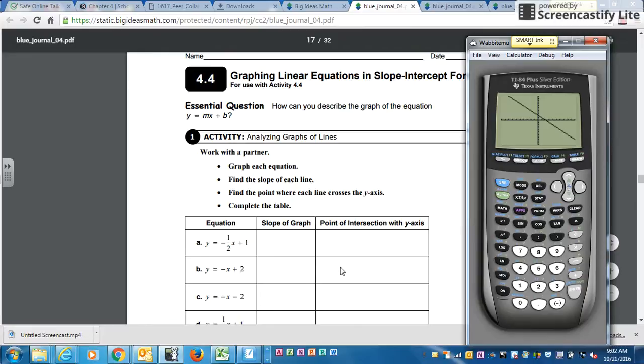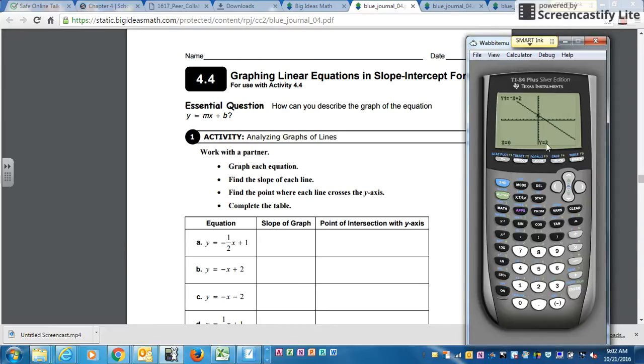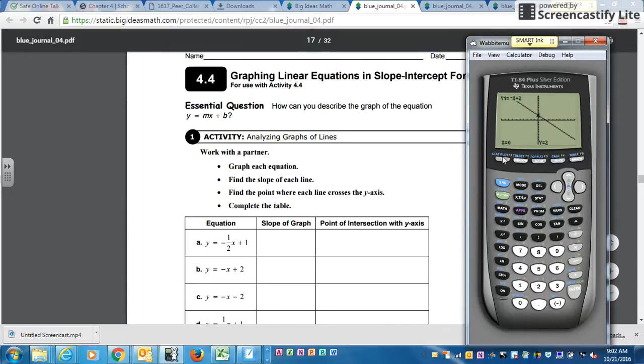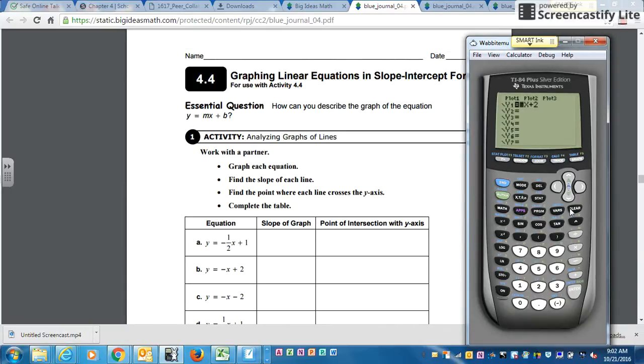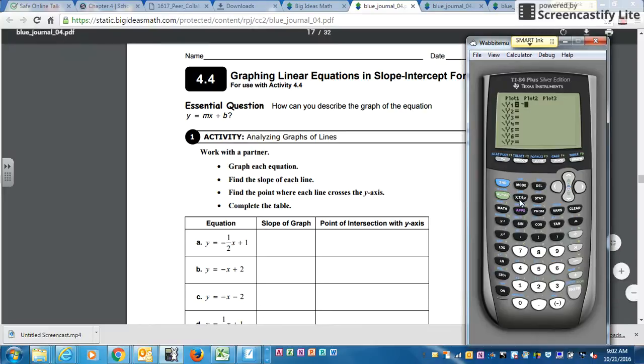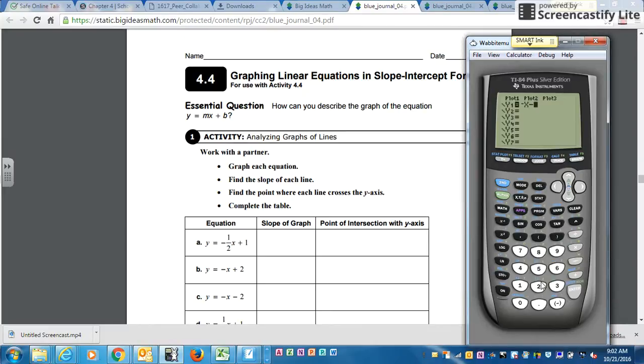Now, point of intersection with the y-axis, we're going to hit trace. And we're going to see that when x is 0, y equals 2. So in here, you're going to put a 2. Okay? Try the next one. Where's my delete? There it is. I'm going to delete this, and then we need negative x minus 2. Negative x minus 2. And graph. And once again, we see it's a negative slope of negative 1, just like the one above it. So the slope is negative 1.